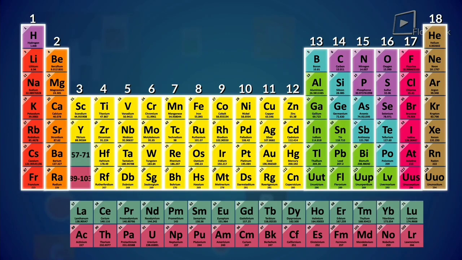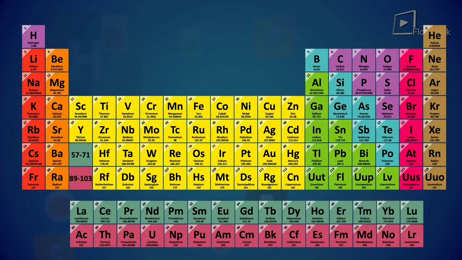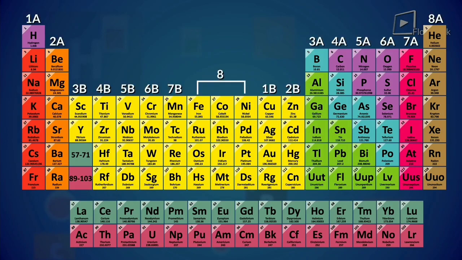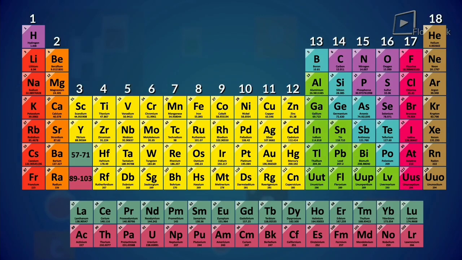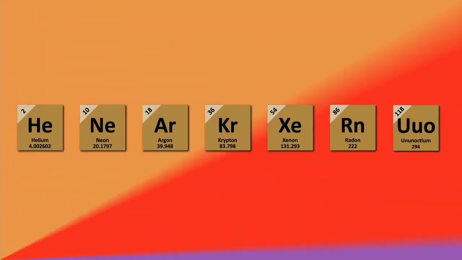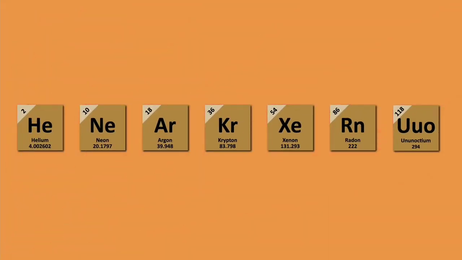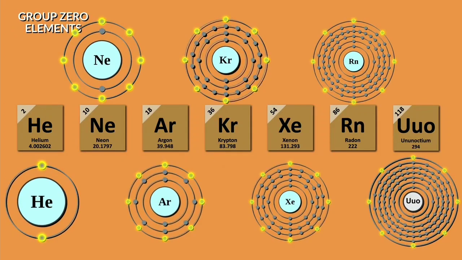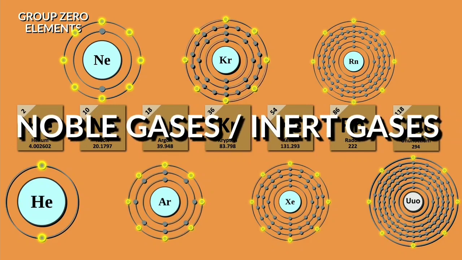Previously, their names were given as 1A, 1B, 2A, 2B, and so on. But in the modern periodic table, we just call them Group 1, Group 2, Group 3, and so on. Now, if you take a look at the 18th group, or as we call it, the Group 0 elements, all of them have the valence shell filled with electrons. And these are called noble gases or inert gases.